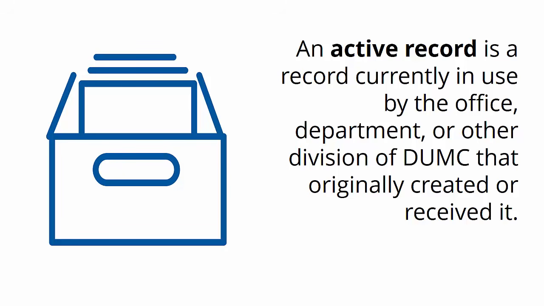First, an active record is a record currently in use by the office, department, or other division of the Duke University Medical Center that originally created or received it. Active records remain active for varying lengths of time based on their purpose and the requirements established by the Duke University Health System Records Retention Schedule and the Duke University Medical Center Archives Records Retention Guidelines.